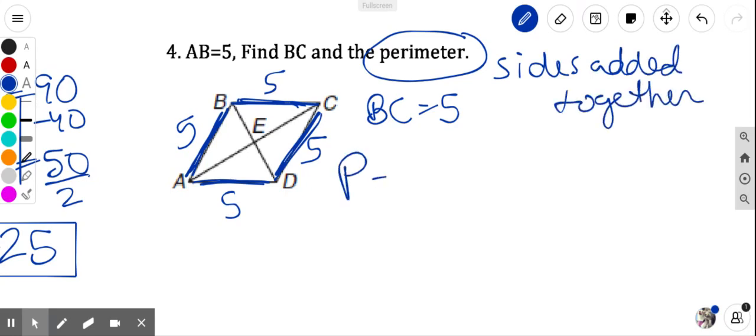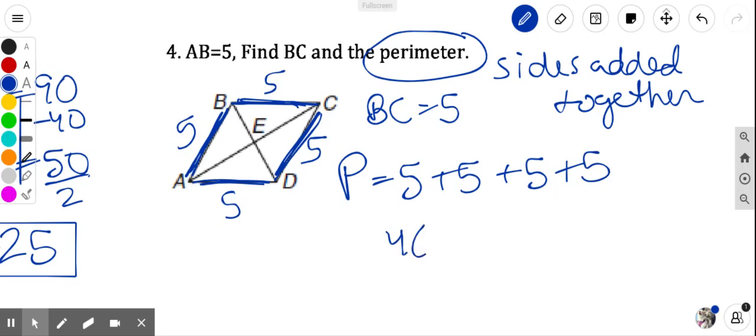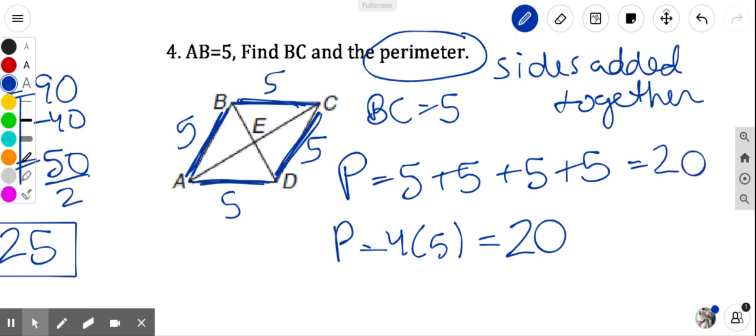So what you would do for the perimeter here is 5 plus 5 plus 5 plus 5, which is the same as 4 times 5. Either way, the perimeter is 20 units. So that's number 4. Okay, we have 2 more we're going to do.